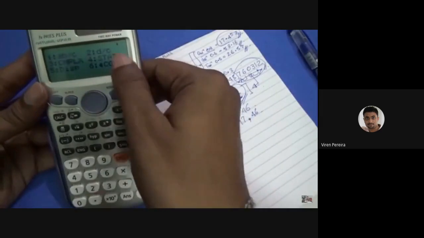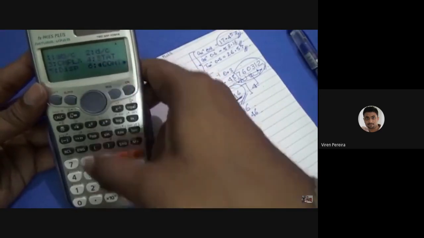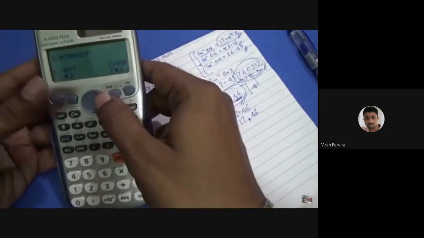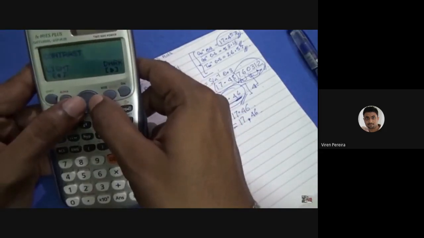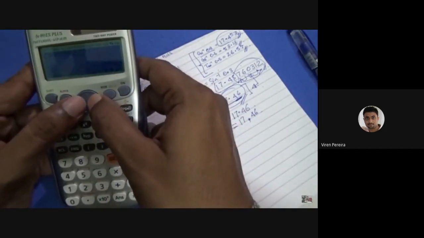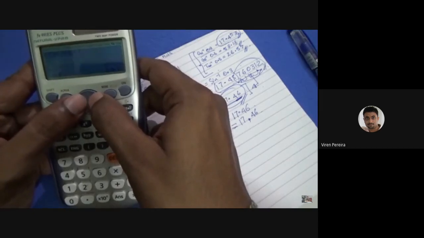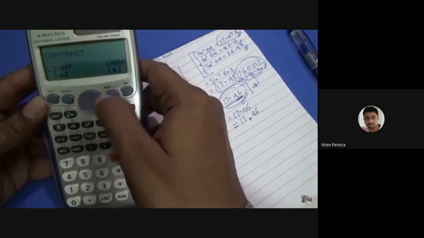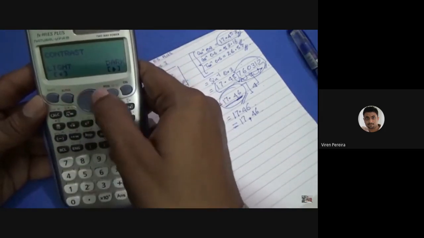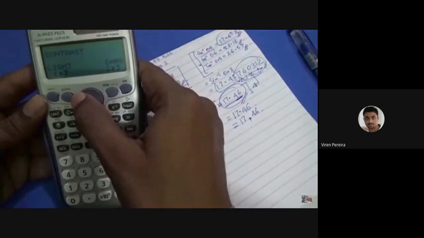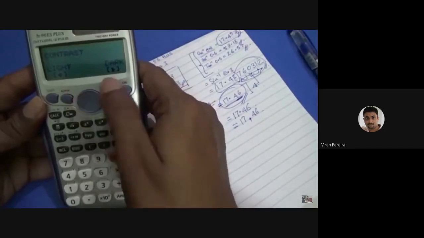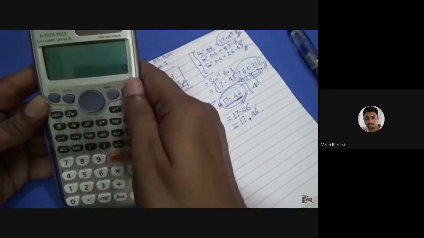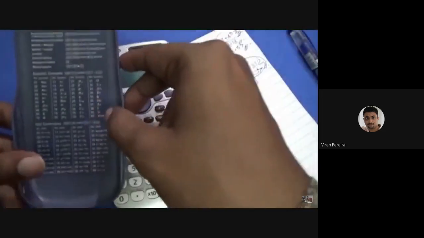Another function is your contrast. If you press 6, I can adjust the darkness. So I can make this more darker, as you can see, and I can make it more lighter. So I can select the contrast option from the calculator and make the screen or the LCD more darker or lighter in nature.